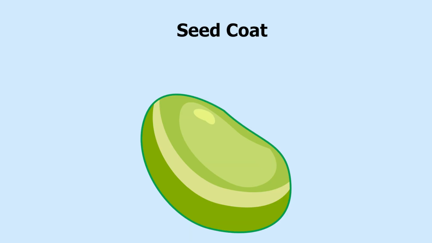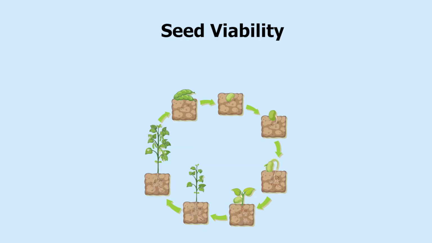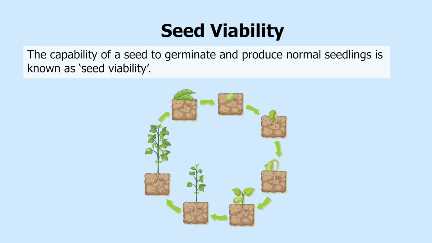Fifth one is seed coat. Sometimes the germination of a seed is inhibited or delayed due to the presence of a hard seed coat. Sixth one is seed viability. The capability of a seed to germinate and produce a normal seedling is known as seed viability.